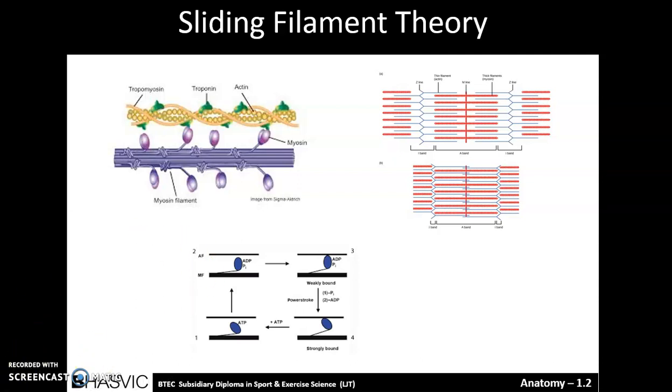Once the contraction has happened, the myosin will then consume more ATP. This will then break the bond, the cross-bridge bond between the myosin and the actin. It will then return back and bind to another actin. This will make the contraction happen again. This is a repeating process.